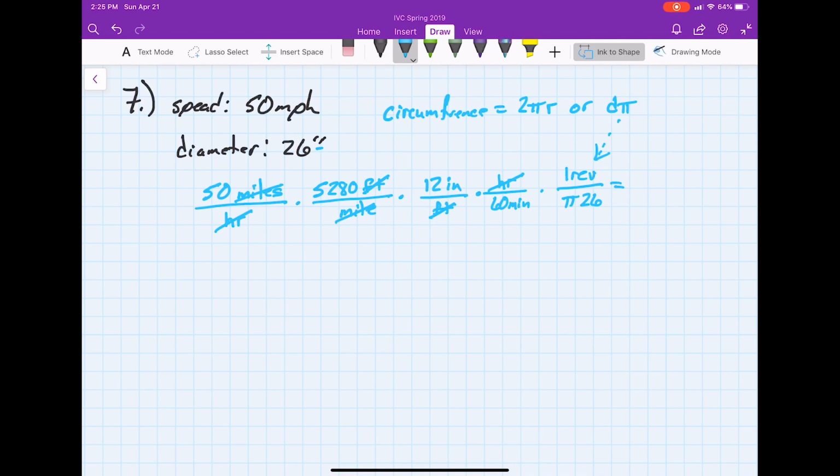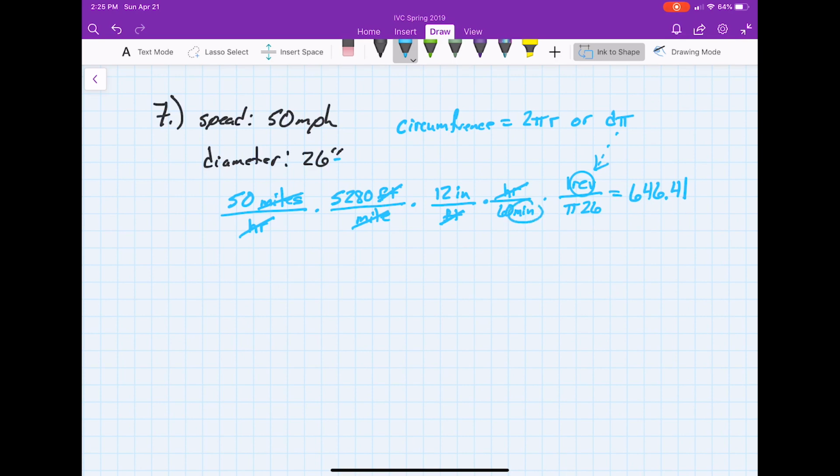So we'll just pull out the calculator. We'll multiply this all out, and we get 646.41 because we're rounding to 2 places. And that's our revolutions per minute. And why do I have this extra inches here? Somewhere that should have got canceled out.